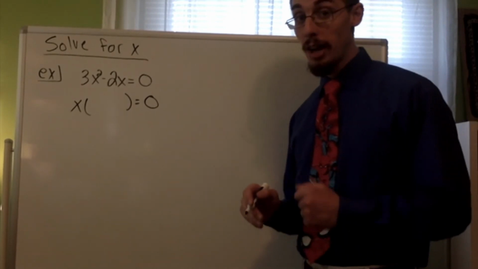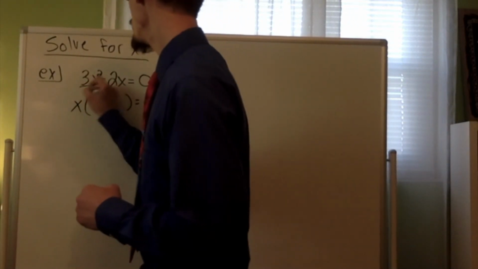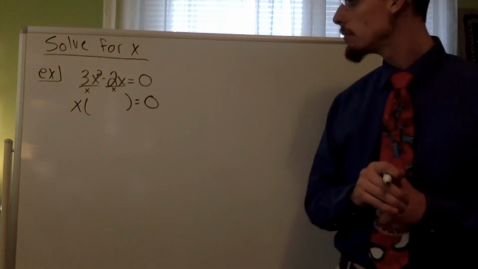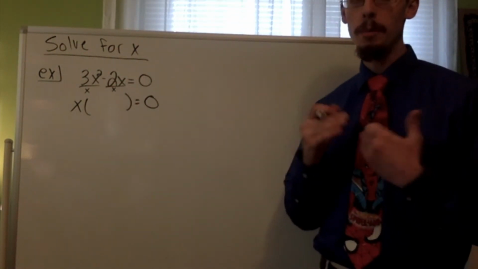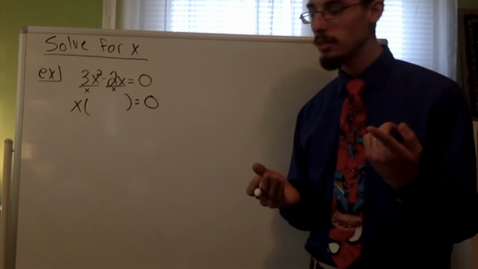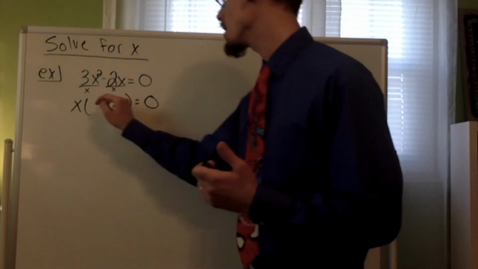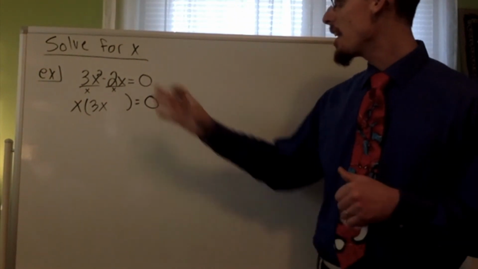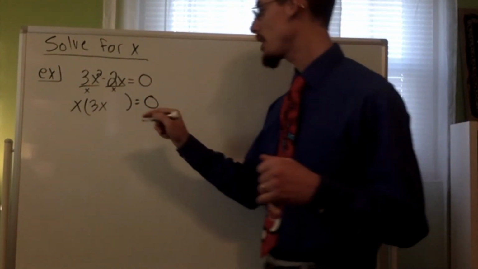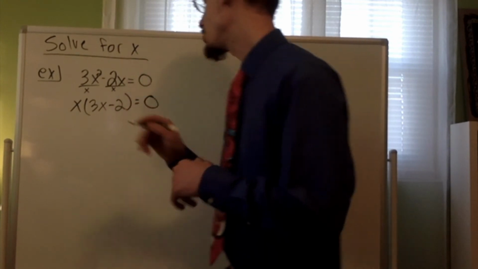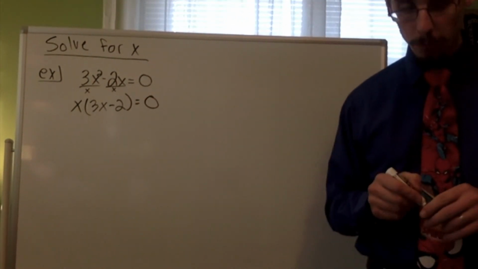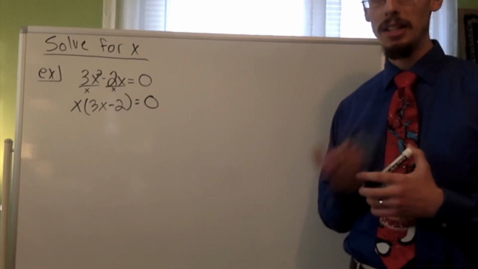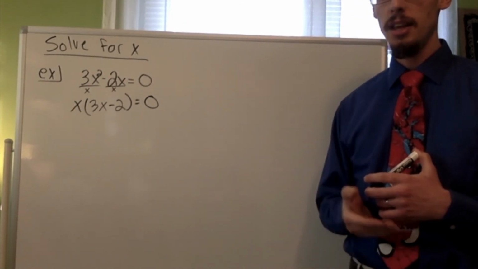How do I fill in those parentheses? Well, once you figure out the GCF, don't you just divide everything by that GCF? 3x squared divided by x, I'm just taking out one x, so that's going to give me 3x. And if I take an x away from 2x, I'll just get 2. So it's 3x minus 2. So far, all I did was factor by taking out a GCF.